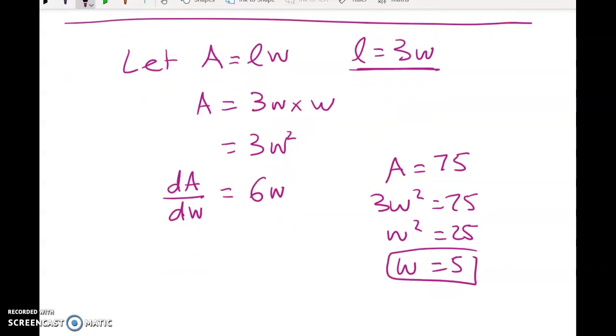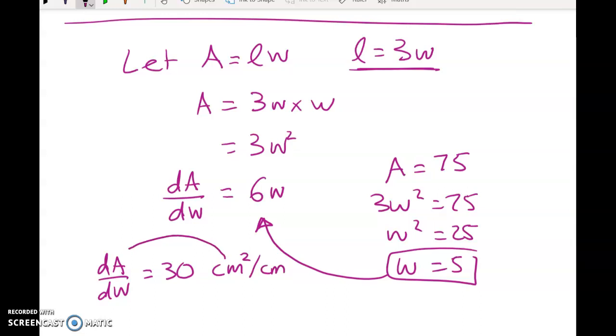Now I have to take that width value and sub it into here, right? So dA by dw is equal to 30, and I don't have to have my units to get the marks, but I should really. So it's 30 centimeters squared per centimeter, right? That top number is the area unit, and the bottom number is the width unit. So there you go. So that's a merit question. Once you get the hang of those, they're actually reasonably easy.